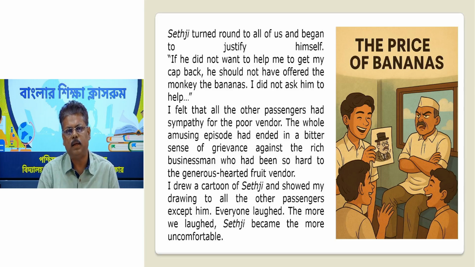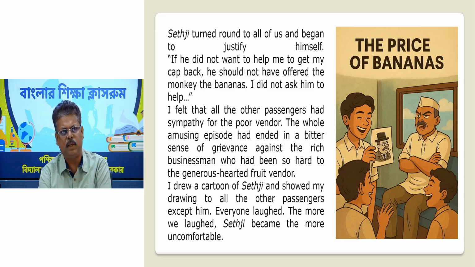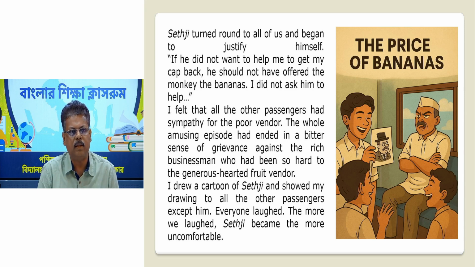Now, what the narrator did here is given in the picture. I drew a cartoon of Setji and showed my drawing to all the other passengers except him. Everyone laughed. The more we laughed, Setji became the more uncomfortable. So that is the way the narrator took his revenge. All of us were feeling that this Setji must be punished because of the way he behaved with this generous-hearted fruit vendor. But the narrator tackled this situation in a very rational manner.